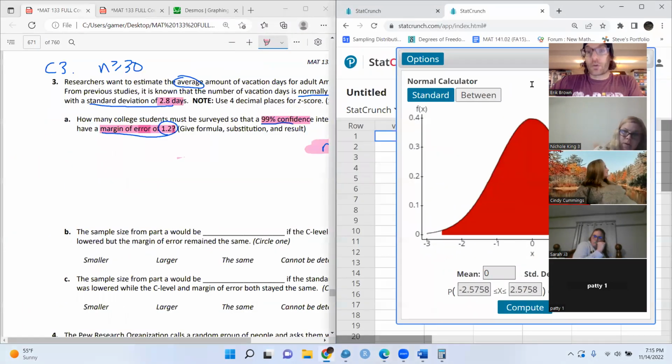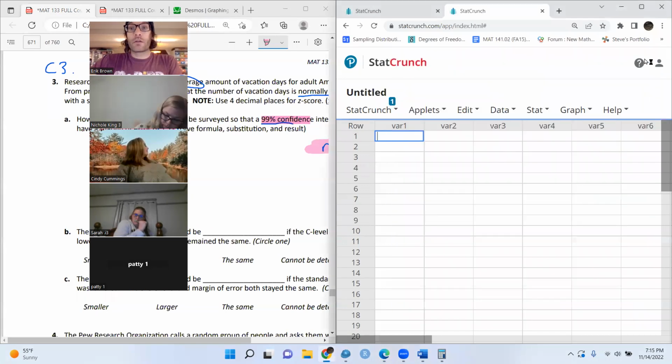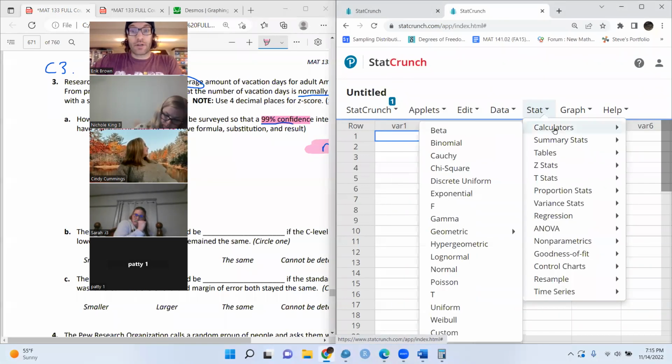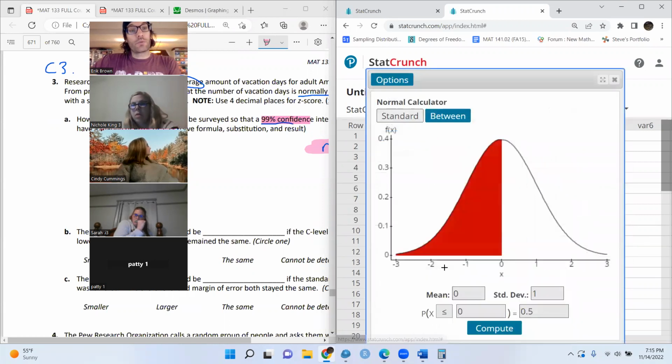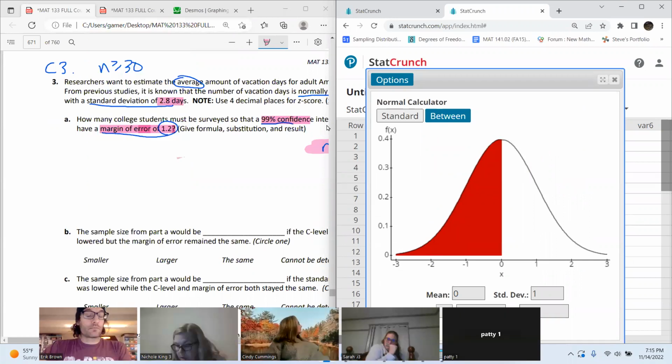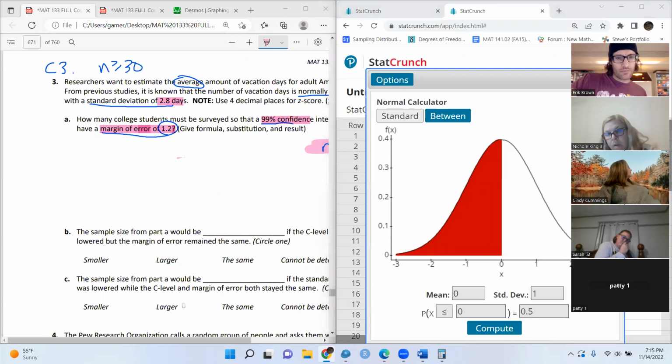Oh, to get to the normal calculator, you go to Stat, Calculators, and Normal. And that's for calculating Z critical values. If you need T critical values, you go to the T calculator. But we only worry about T critical values when we're constructing the confidence interval. When we're working with the sample size, we always use Z critical values because we always have an estimate for the sample standard deviation. So we don't need a critical T value.